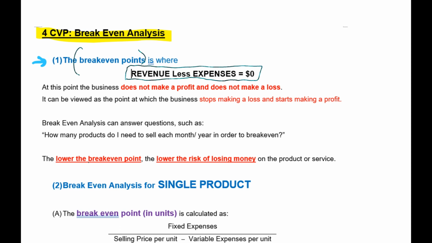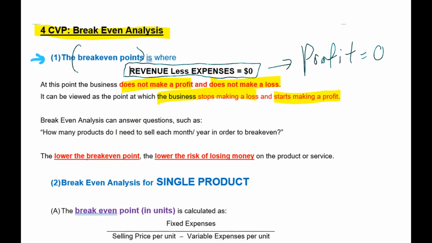So at the break-even point, your profit will equal 0. At this point, the business does not make any profit, and at the same time, they do not make any loss. So at the break-even point, they make 0 profit. This can also be viewed as the point where the business stops making a loss and starts making a profit.